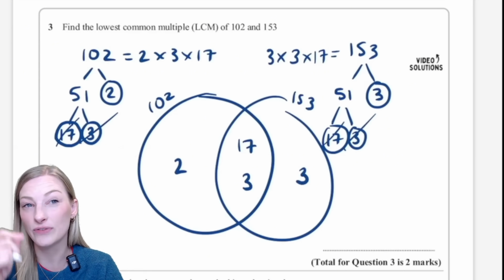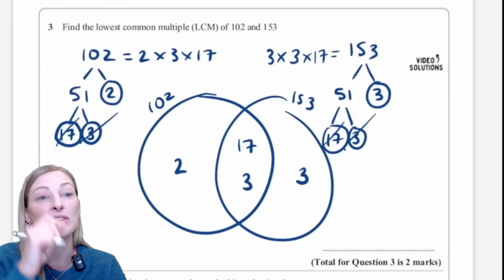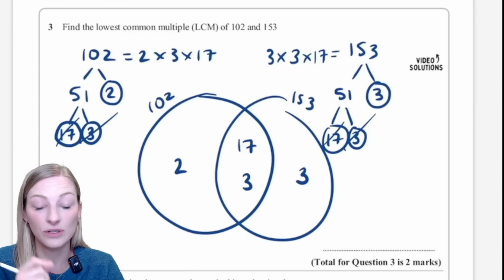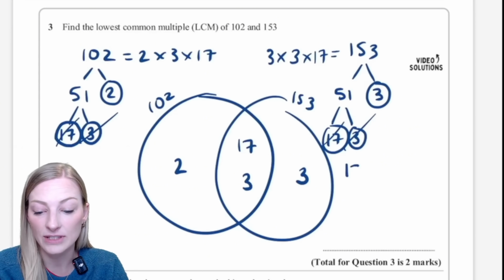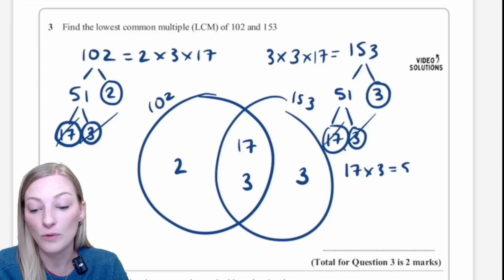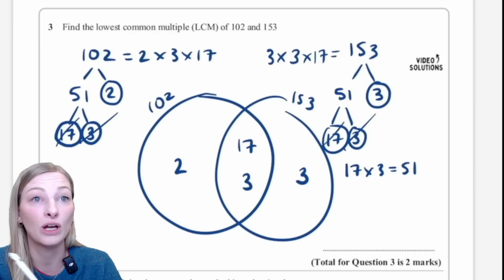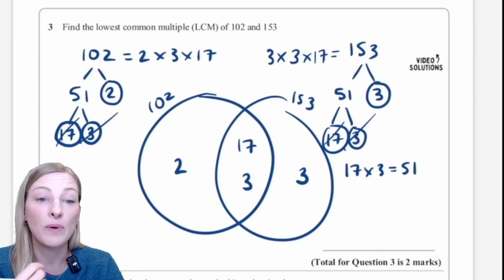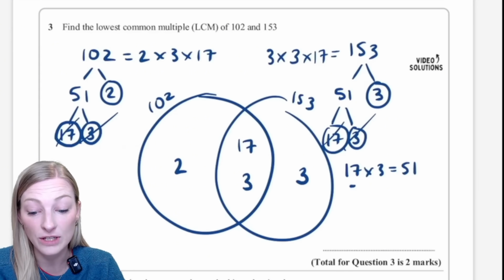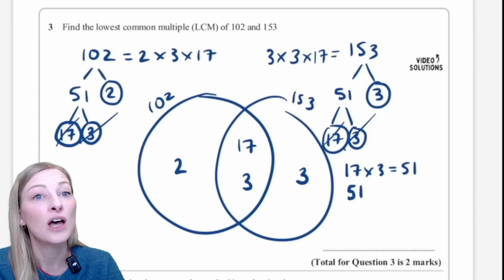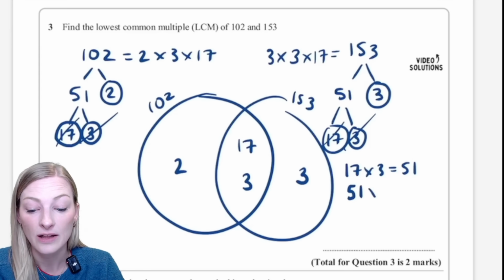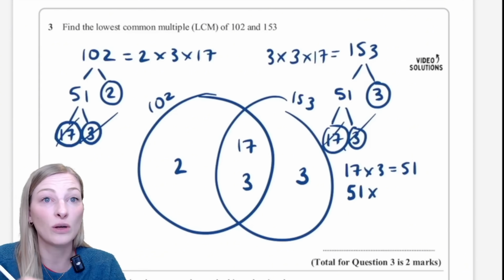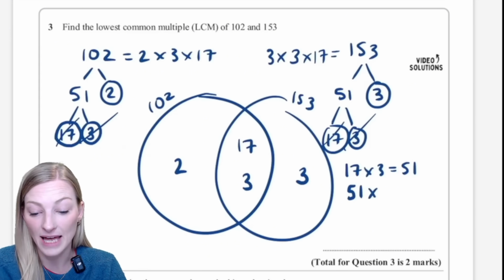If I asked you for the highest common factor, that would be the numbers in the middle multiplying together. So 17 times 3 would be 51. That would be the highest common factor, the biggest number that goes into both numbers. But we were asked for the lowest common multiple, which is the first number in both their times tables. And we're going to get that by multiplying the number in the intersection, that highest common factor 51, by any numbers that are left on the outside.